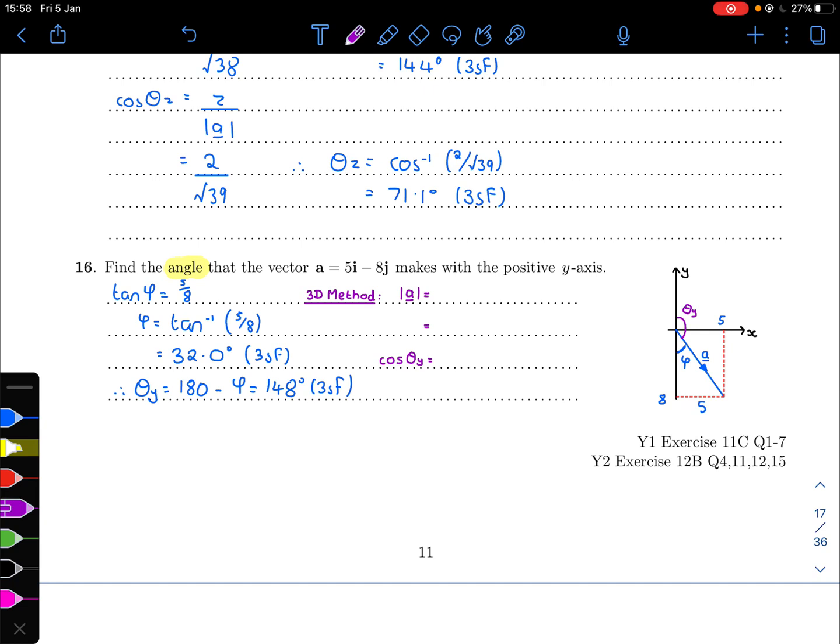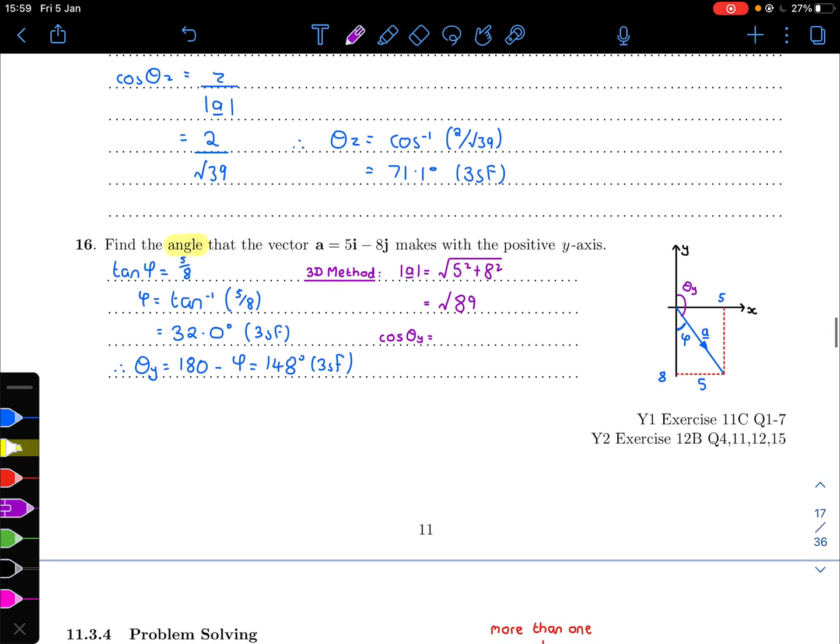Looking at the method we just found, we could use the formula. First of all, I'd need to know the magnitude. So mod A, square root of 5 squared plus 8 squared, which is root 89. So then cos theta y is the y component over magnitude of A, which is negative 8 over root 89.